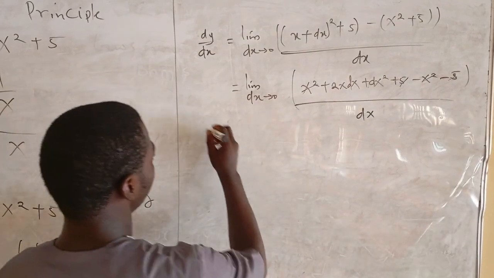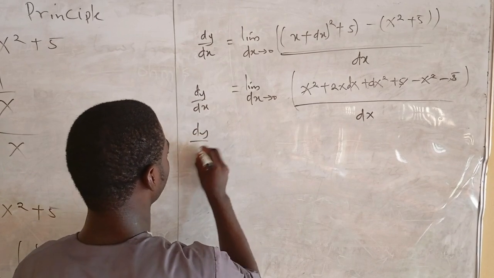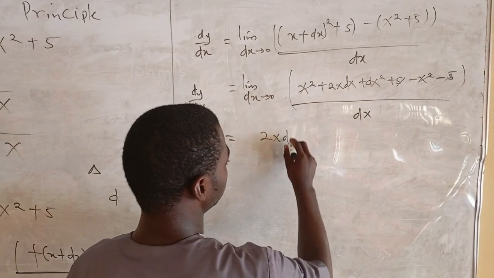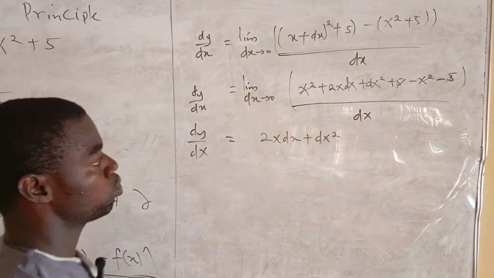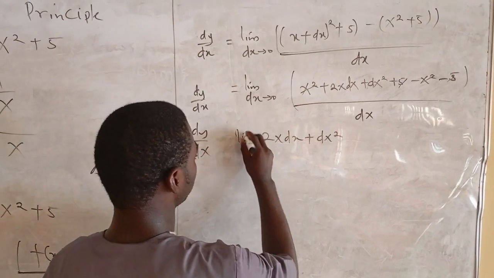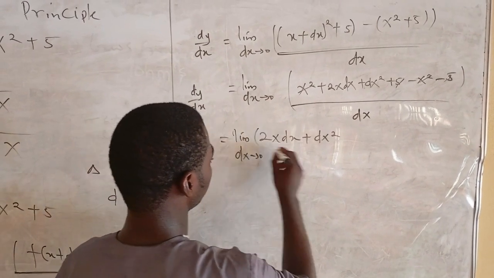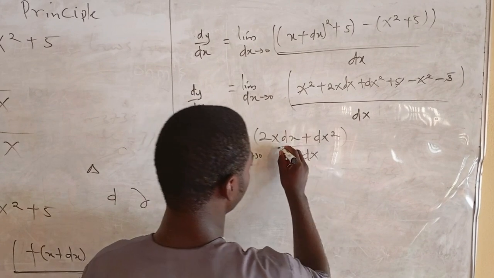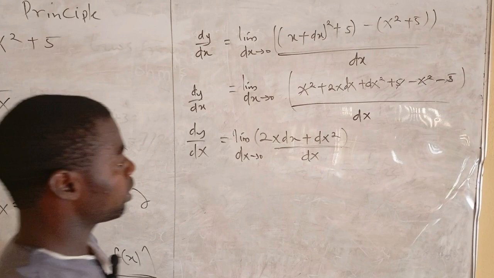So what we are left with, dy divided by dx, is equal to 2x dx plus dx squared. That's what we are left with, the limit as dx approaches 0, all over dx.